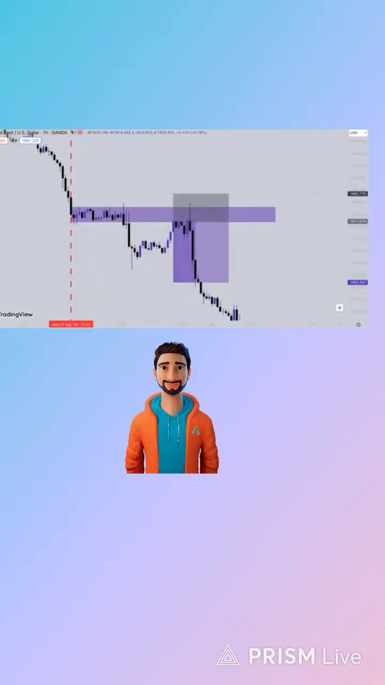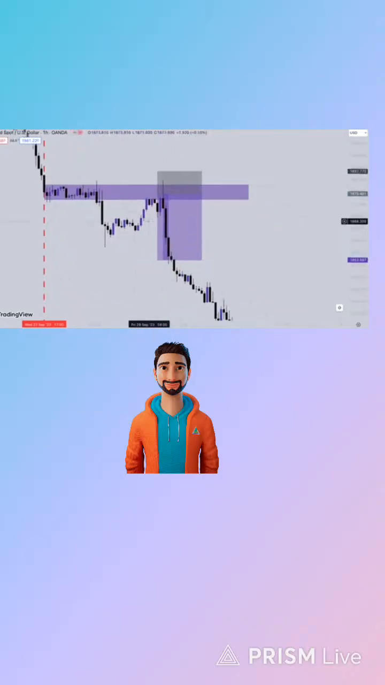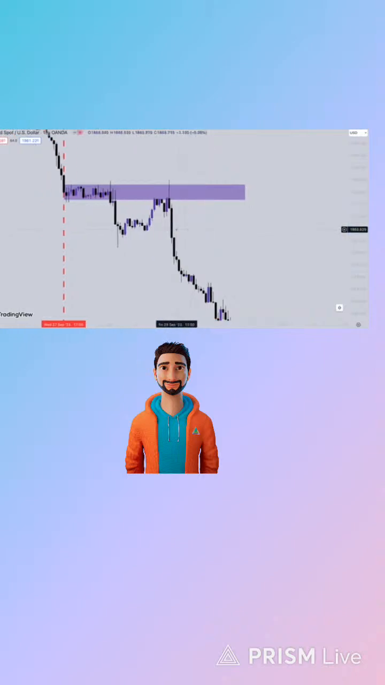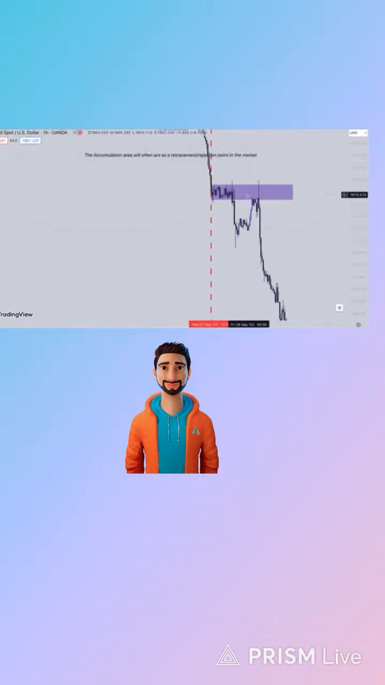Obviously, we're on the 1 hour, so wait for proper entry confluence. You need breaks of structure, and then sometimes it will manipulate these highs again. So you do want to be careful and wait for a very, very high probability entry here. So that's just an example of how the consolidation, the accumulation can be retested.